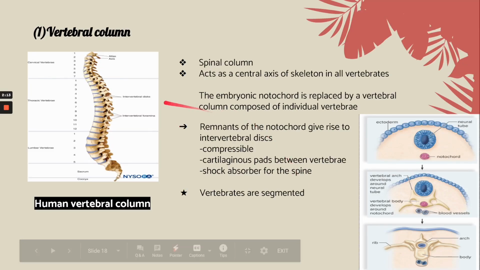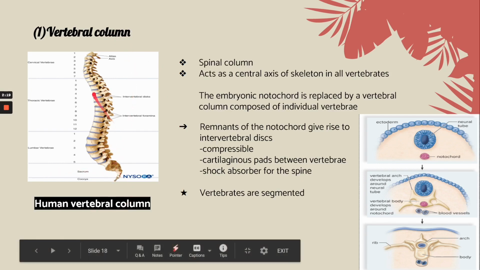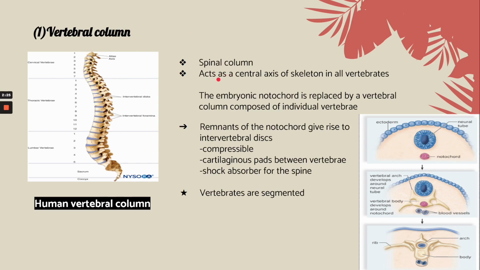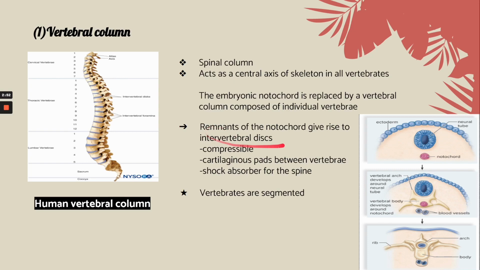Let me start with the vertebral column. As you can see here, this is a sample of a human vertebral column. A vertebral column is more easily known to us as a spinal column. It acts as a central axis in all vertebrates. The embryonic notochord is replaced by a vertebral column composed of individual vertebrae. This is the notochord, and the vertebral body develops around the notochord. The vertebral arch eventually develops around the neural tube. Remnants of the notochord give rise to intervertebral discs.